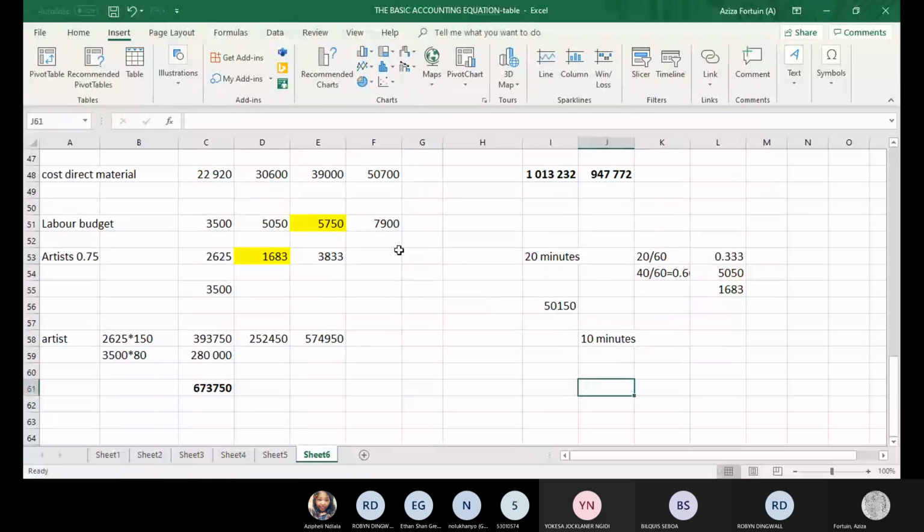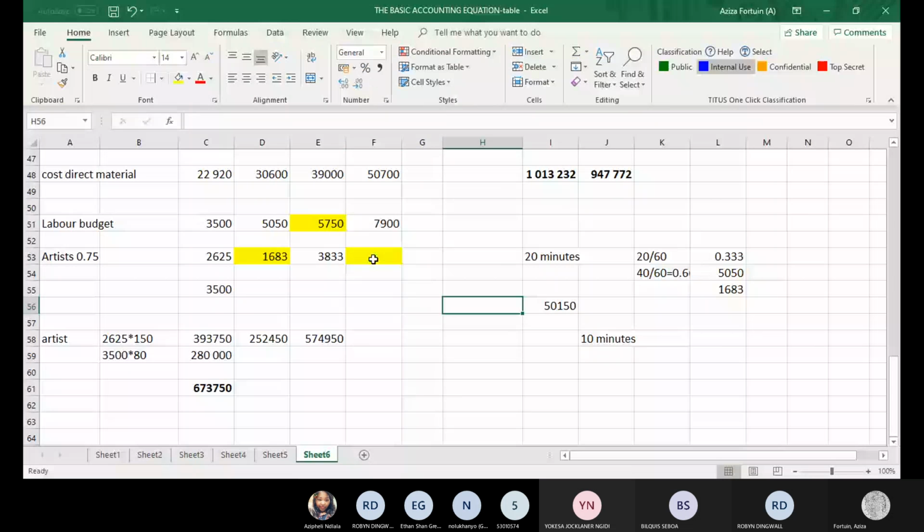If I say 10 minutes, do 10 minutes for me here quickly. 1316 or 17. Yeah, 1316, let's do that. And now you times it by 150, and you get an amount of 197,500. Okay.